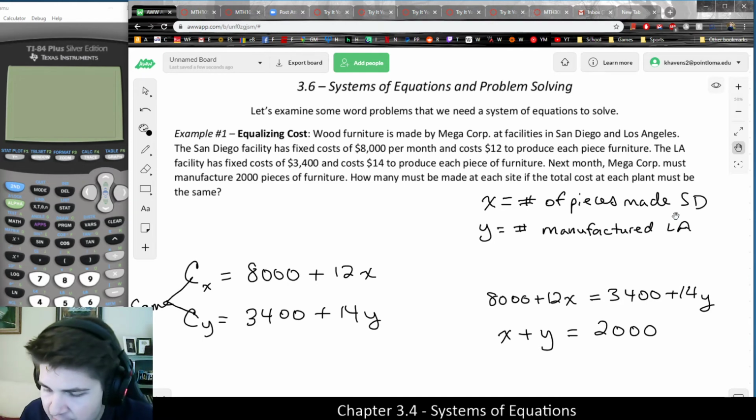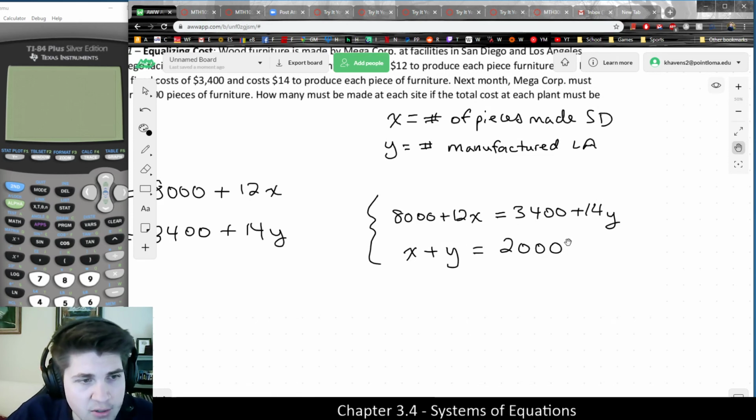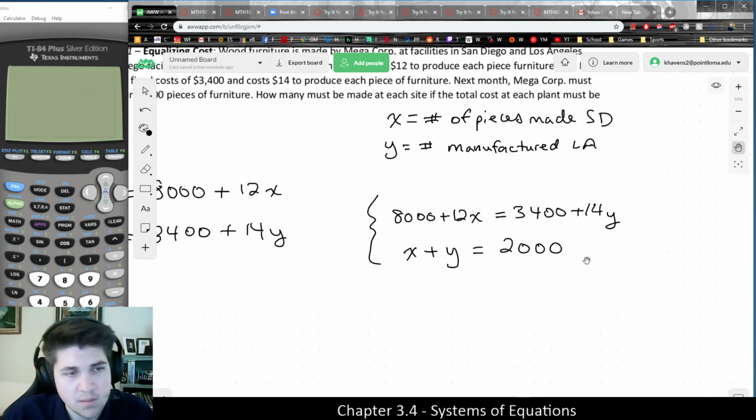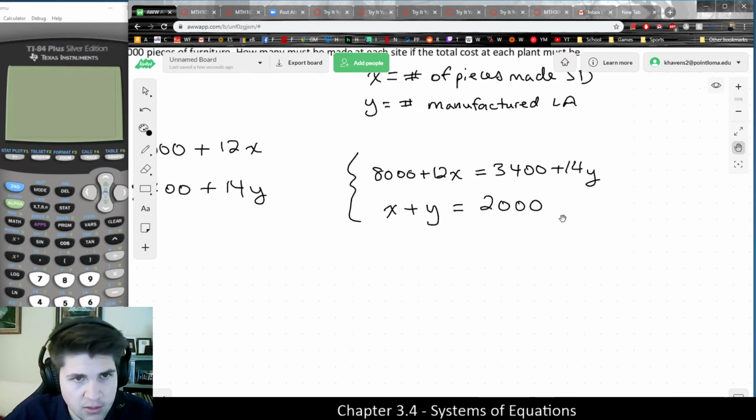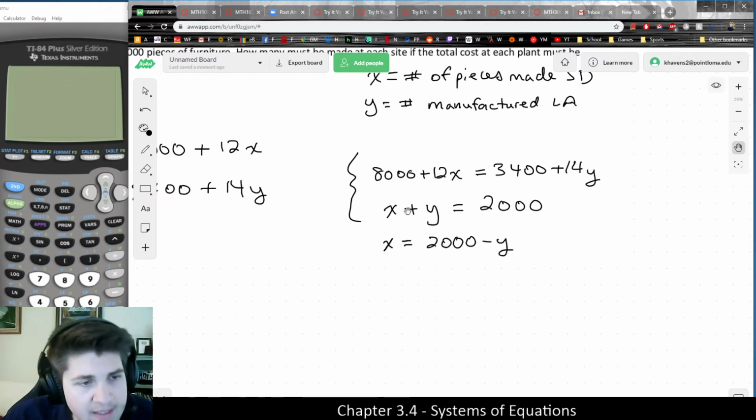What I can see is I have a system of equations, which is not necessarily ready to solve, but I could use elimination, substitution, graphing, whichever method I want, since I have two equations with two unknowns. Let's go ahead and use substitution just because I think it will be easiest here. I could solve for x by subtracting y to the other side. So x should be 2,000 minus y. This makes sense because if I take the total amount of furniture and subtract the amount made at one facility, that should give me the amount made at the other facility.